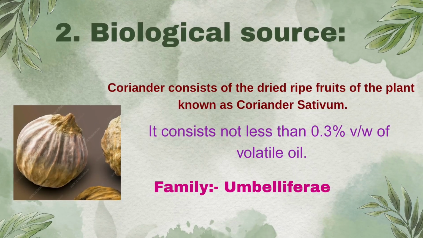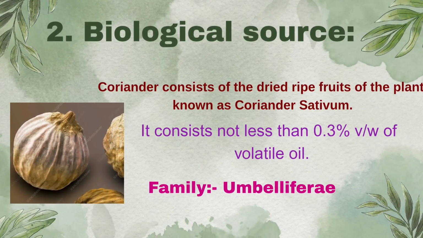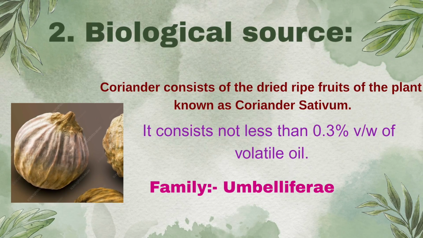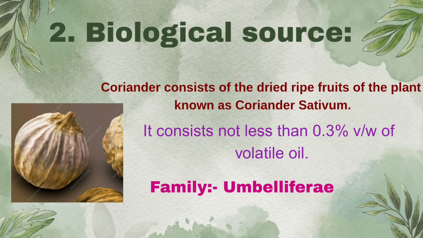Then, next is biological source of coriander. Coriander consists of the dried ripe fruits of the plant known as Coriandrum sativum and it contains not less than 0.3% volume by weight of volatile oil, and it belongs to the family Umbelliferae.